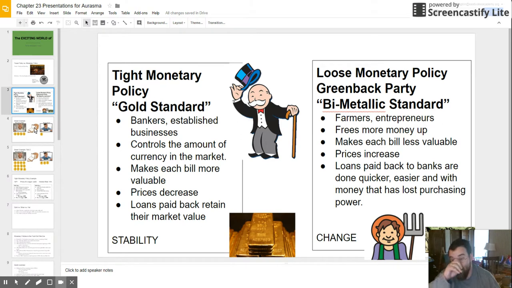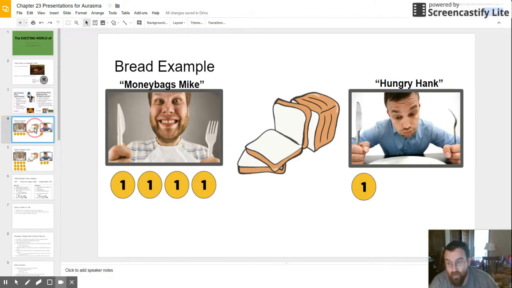So let's take an example, and hopefully we can get through this example before I run out of time on this first episode. So the bread example, to take a look at how these different metallic standards are going to change the price of goods. Let's simplify it. Let's take one good, bread, and take two people. And because life is what it is, and there's always going to be rich people and poor people, we're going to give Moneybags Mike $4. We're going to give Hungry Hank $1. And we're going to try to determine the price of bread.